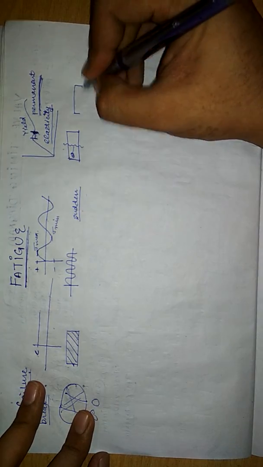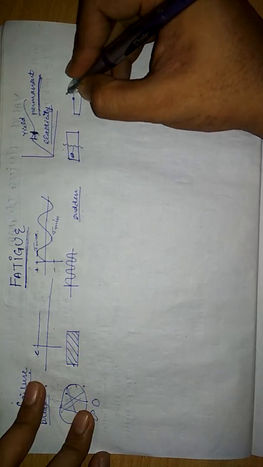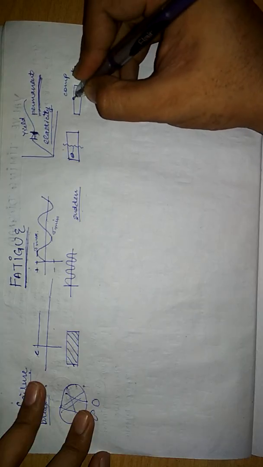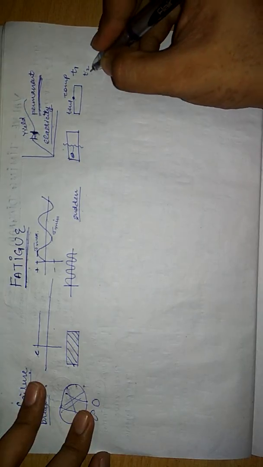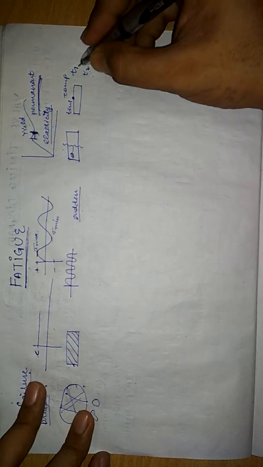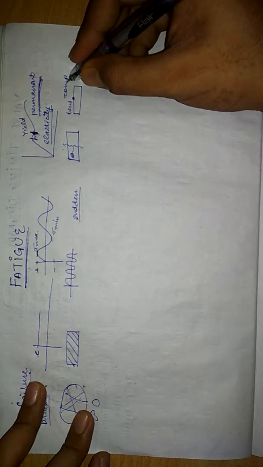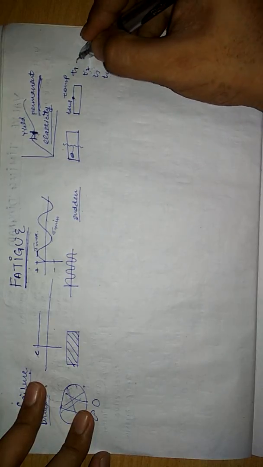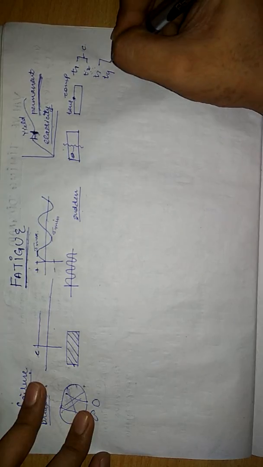If this is a material, at time t1 this surface is applied with compression, then after time t2 this same surface is applied with tension, and again after some time t3 this point will have compression, and at time t4 it will have tension, where the gap between t1 and t2 is some constant and this gap is also some constant, which are equal.